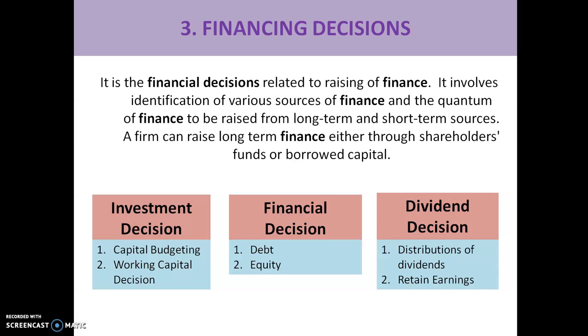So here, without money, a company won't survive, and without decisions, money can't survive. So administration has to take countless decisions in the lifetime of the company. Thus, the most important ones are related to money. The decisions related to money are called financing decisions. They are the financial decisions related to raising of finance. It involves identification of various sources of finance and the quantum of finance to be raised from long-term and short-term sources. A firm can raise long-term finance either through shareholders' funds or borrowed capital.